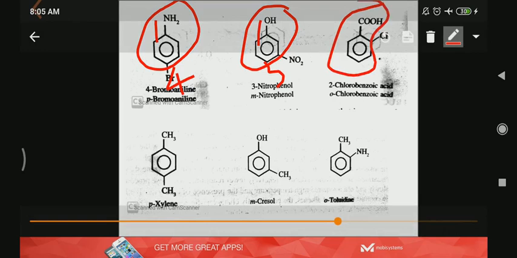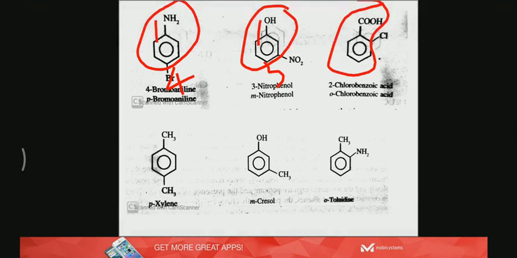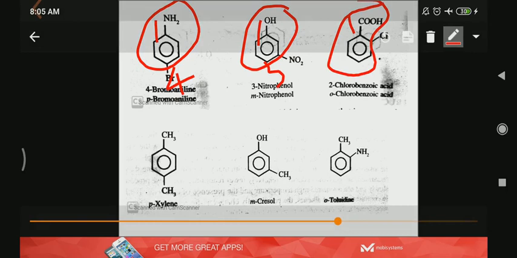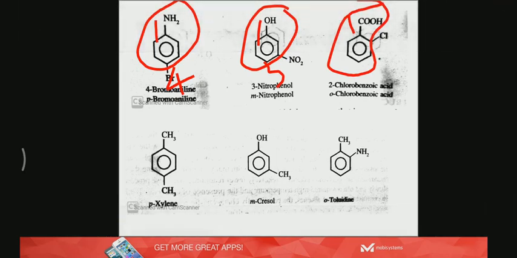In the next one, it is COOH giving a special name. So it is benzoic acid with position 1 for COOH and position 2 for chlorine. So 2-chlorobenzoic acid or ortho-chlorobenzoic acid.